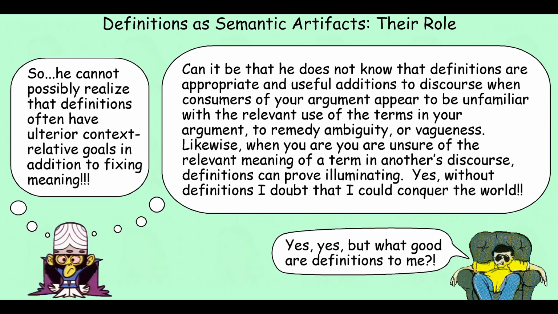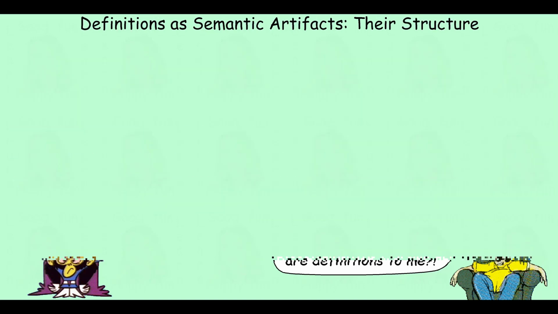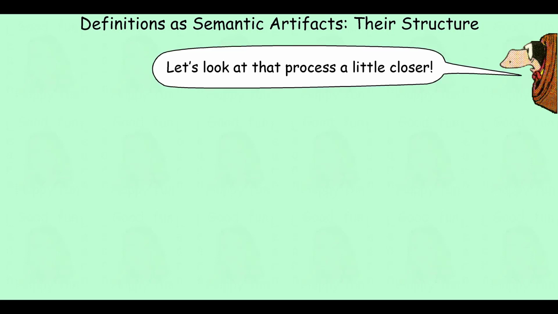Now, definitions don't just have the goal of fixing meaning. Sometimes they have additional things in their agenda, things that they want to accomplish. And so we're going to look at 5 different kinds of definitions and talk about how they differ from one another. But first, let's just get a fix on what definitions are. As I've said, they're semantic artifacts, they're tools, they're static structures, and we'll want to take a look at the way in which they accomplish their goal.